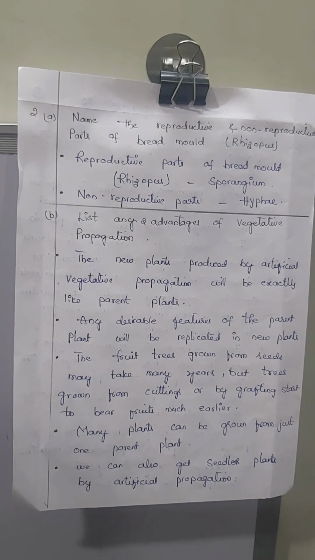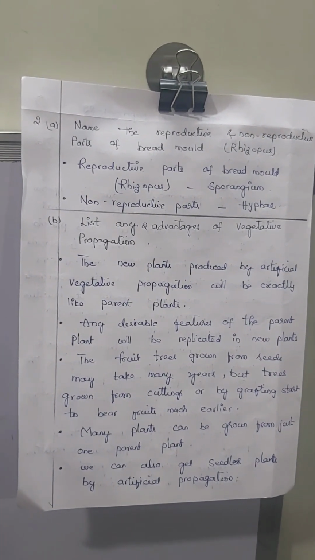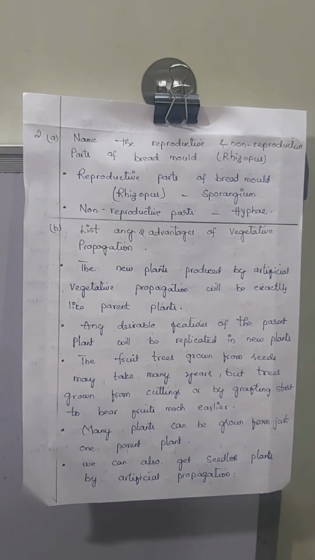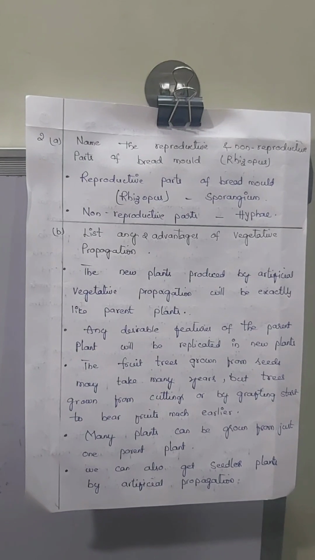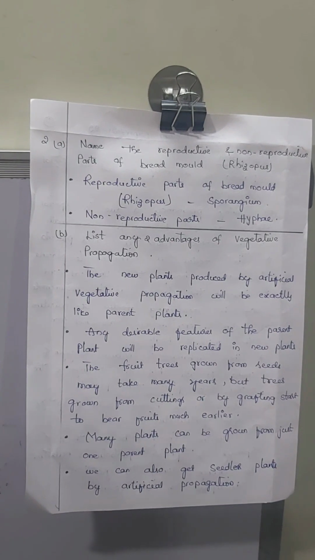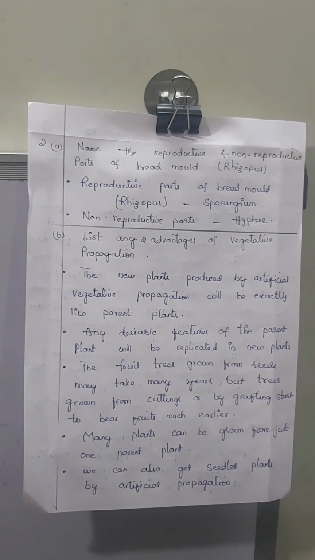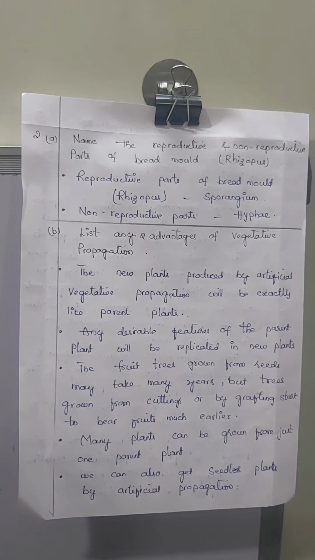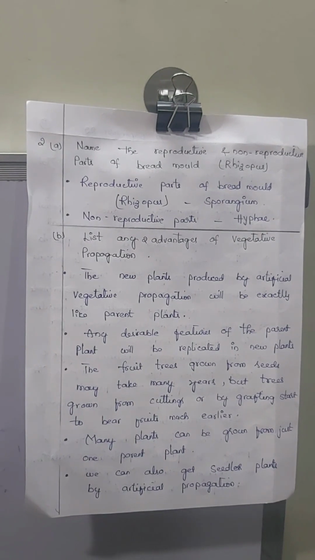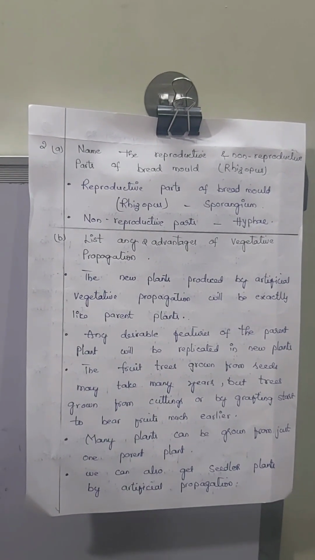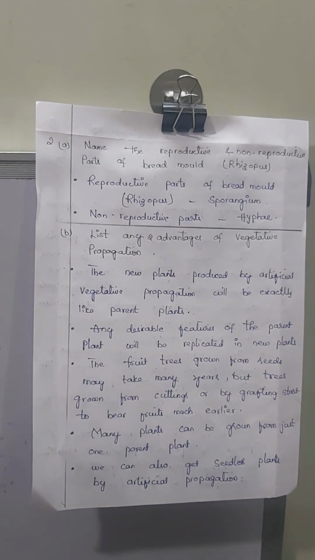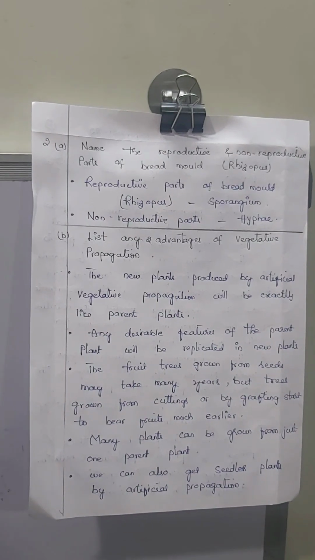And advantages of vegetative propagation are so many. They asked only two. New plants produced by artificial vegetative propagation will be exactly like the parent plants. Any desirable features of the parent plant will be replicated in the new plants. So they'll take two disease resistant varieties and do vegetative propagation. The fruit trees grown from seeds may take many years, but trees grown from cuttings start to bear fruits much earlier. And the next advantage is, many plants can be grown from just one parent plant, and we can also get seedless plants by vegetative propagation.